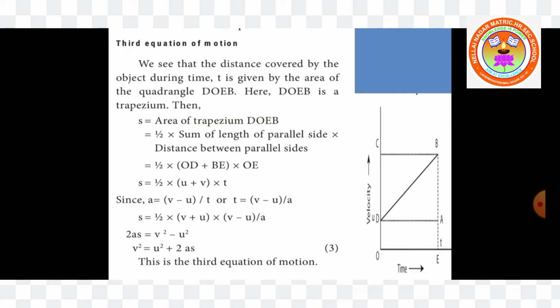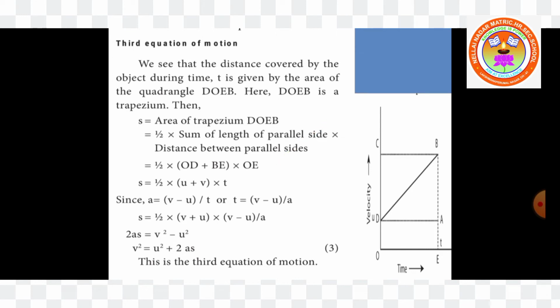So it is also equal to 1 divided by 2. First we are going to calculate the sum of the lengths of the parallel sides. The sum of the lengths of the parallel sides means one side is OD, the other side is BE. So the sum of the parallel sides is OD plus BE into the distance between the parallel sides. The distance between the parallel sides is equal to OE. Okay students, so the formula S is equal to 1 divided by 2 into OD plus BE into OE.